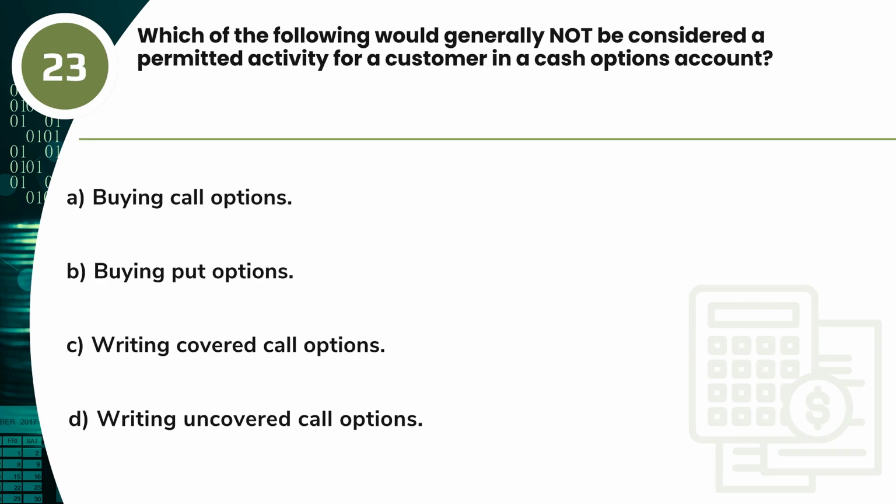Question 23. Which of the following would generally not be considered a permitted activity for a customer in a cash options account? A. Buying call options. B. Buying put options. C. Writing covered call options. D. Writing uncovered call options.